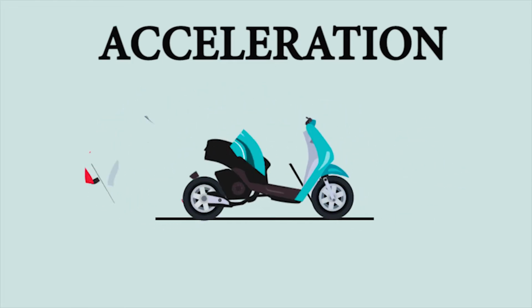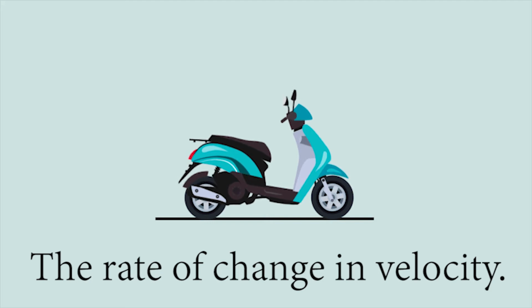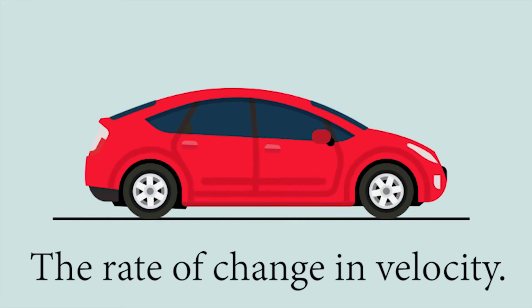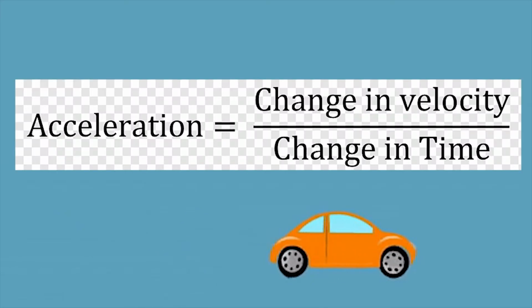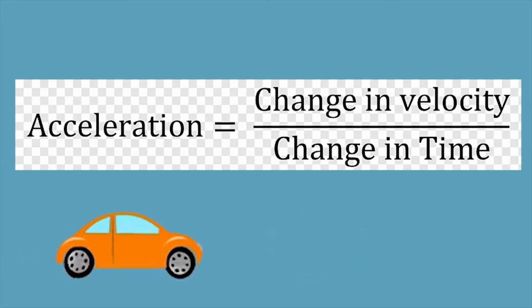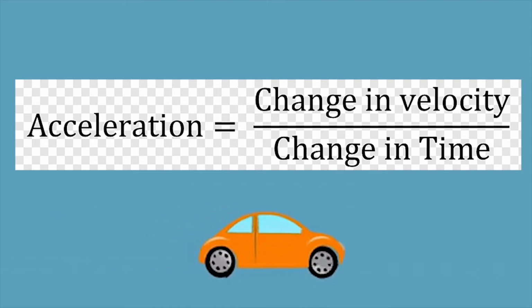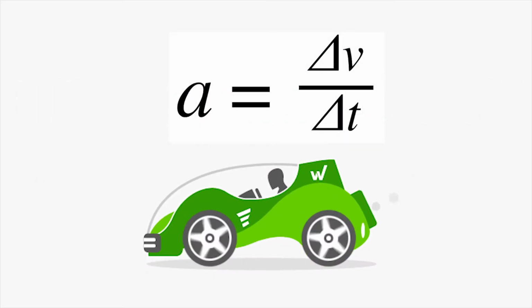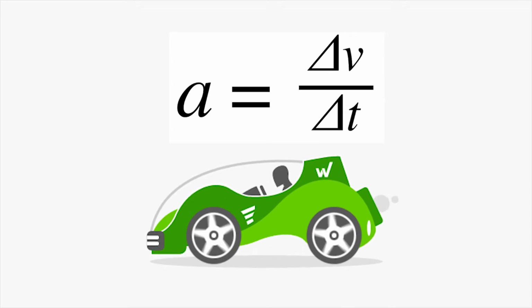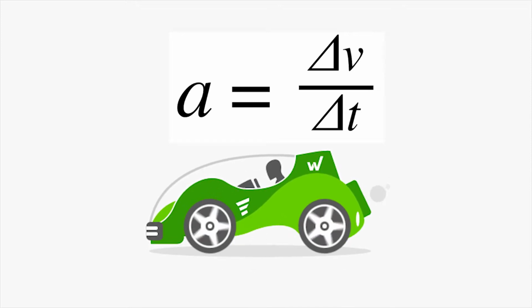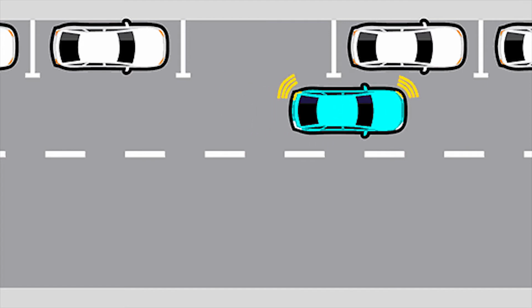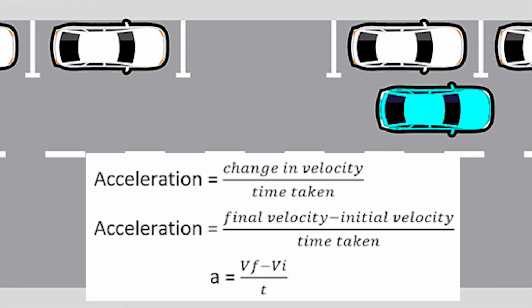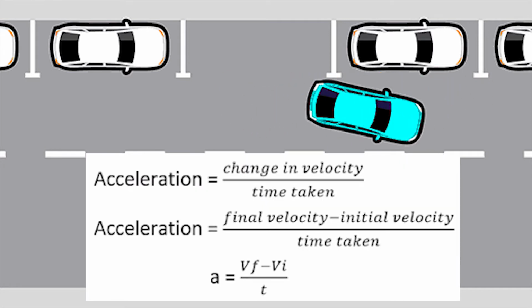Acceleration is defined as the rate of change in velocity. In equation, acceleration equals change in velocity divided by change in time. Change in velocity is the difference between the final velocity and the initial velocity.